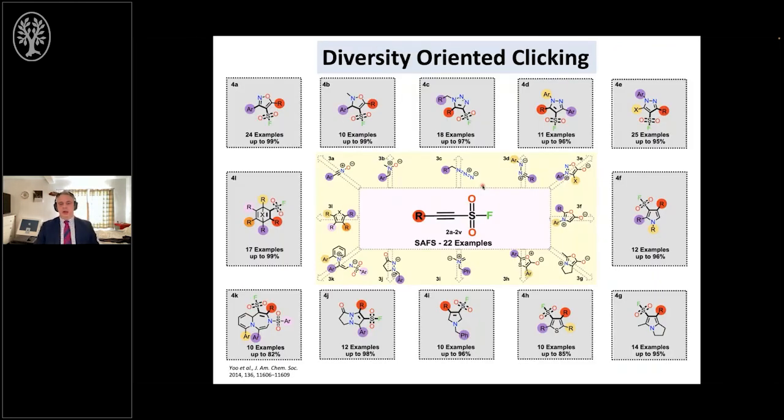So here's just a summary of some of the transformations that we explored from our SAFs. We've got a number of different core structures. I think that would qualify as diverse, at least lead-like or drug-like kind of structures, diazepines here and dihydropyrroles, etc., thiophenes. So I haven't talked about them all. I just wanted to give a snapshot. But this just displays all the chemistry too. I shouldn't forget that. So there's lots of chemistry to explore. We haven't explored it all, but I think it sets the ground for SAFs as a click hub.